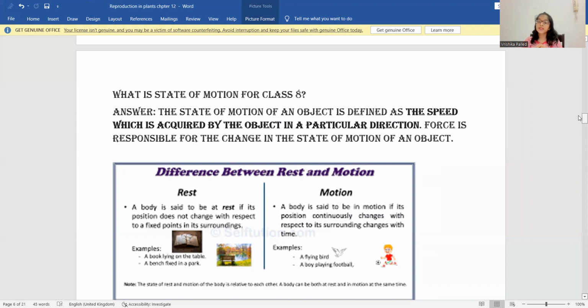Now let us understand the difference between rest and motion. Rest. A body is said to be in rest if its position does not change with respect to its surroundings. For example, a book lying on a table, a bench fixed in the park. Motion. A body is said to be in motion if its position continuously changes with respect to its surroundings. Example, a flying bird, a boy playing with football.